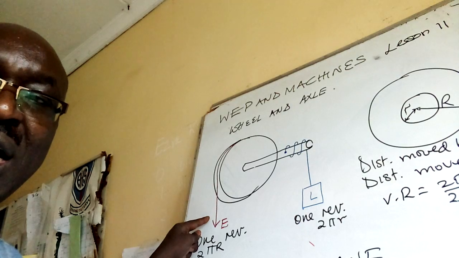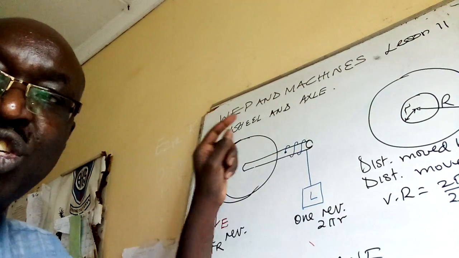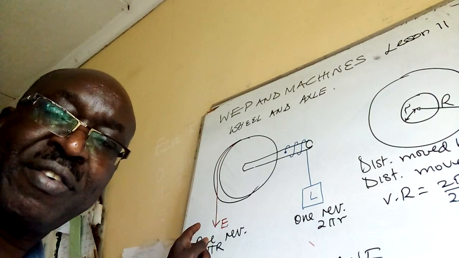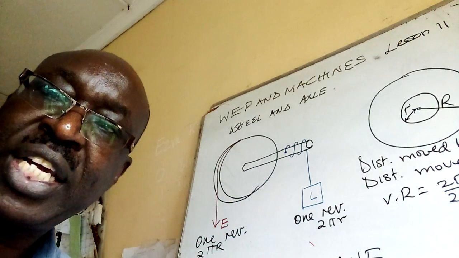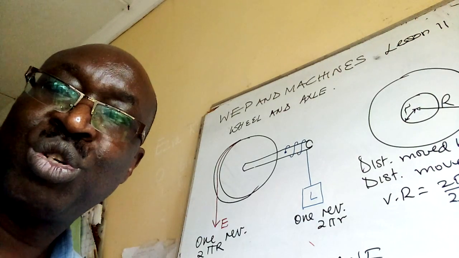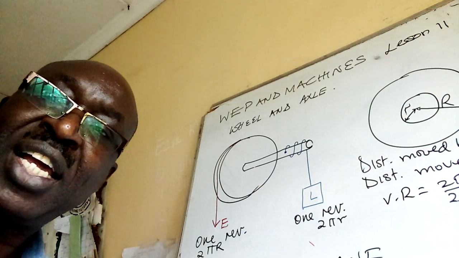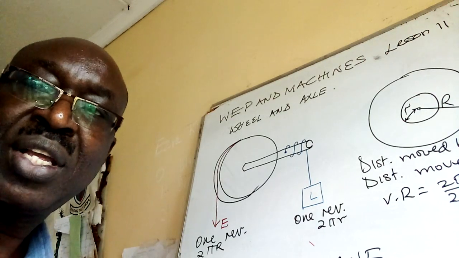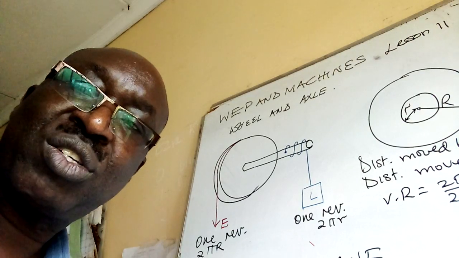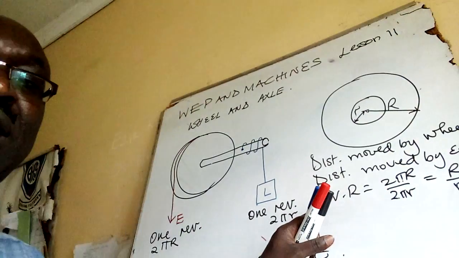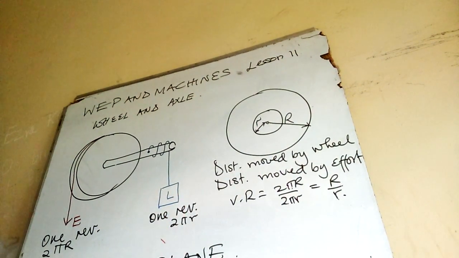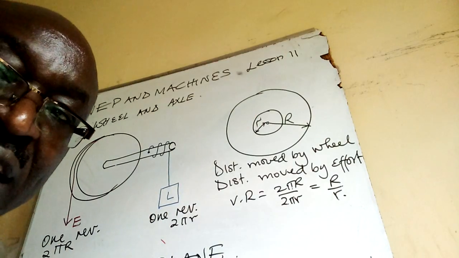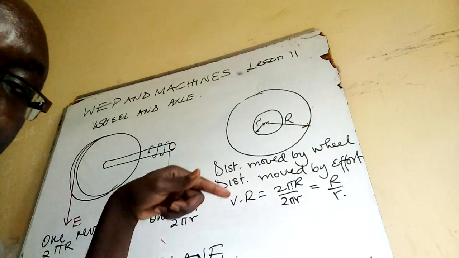When I apply effort and make one revolution, even the axle will make the same revolution. When I apply effort and I make the wheel to rotate once, the axle will also rotate once. If I assume the radius of the wheel is capital R and the radius of the axle small r, and looking at it from this end view, you can see this is the small circle representing the axle, and this is the bigger wheel.